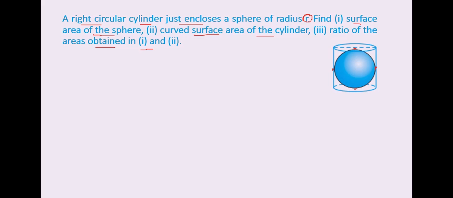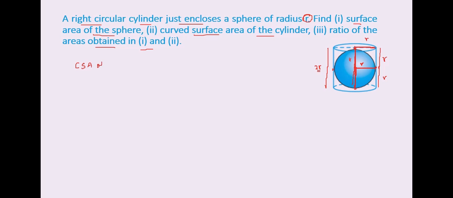Now you can see here, what is the radius of the cylinder? It is r. But that is also the radius of the sphere, r. Why r? Because the sphere is just touching it. Even the bottom radius is r. So what you can understand here is that the height of the cylinder will be 2r, the diameter of the sphere. The diameter of the sphere is the height of the cylinder. So let us begin now.